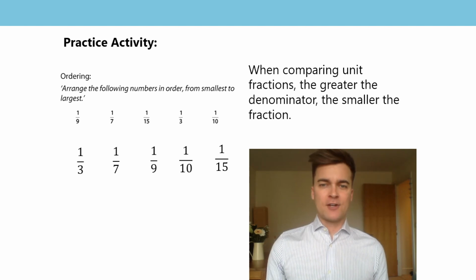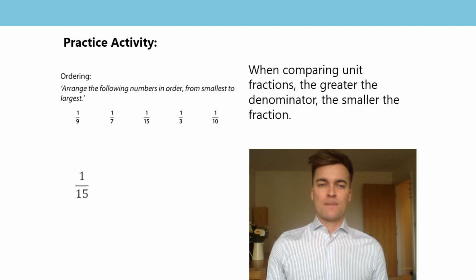When comparing unit fractions, the greater the denominator, the smaller the fraction. So I've got my larger fractions on the left, and they get smaller. 1/3 is the largest, and they start to get smaller. Why is that wrong? Look at the question, Mr. Whitehead. Arrange the following numbers in order from smallest to largest. So is this what you've got? Is that better? Fantastic. Thanks for your help.